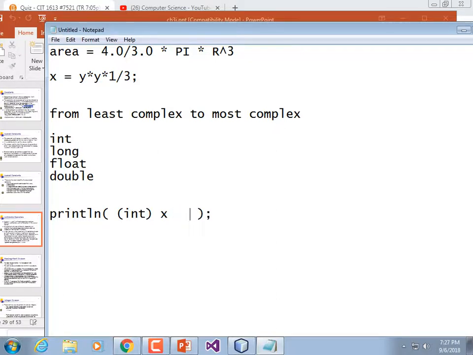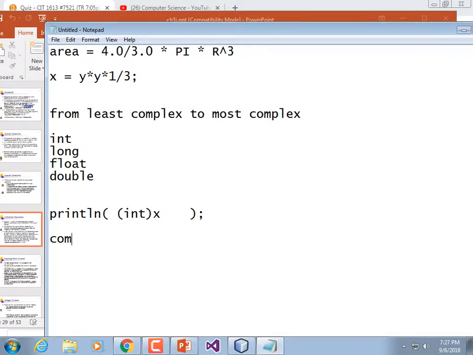This is the key part of it here. You specify the type in parentheses in front of it, and it takes x, no matter what x is, as long as it's compatible, as long as it's a number, right? If it's a string, that's not going to work. It turns it into an int. That's called explicit casting rather than implicit casting.